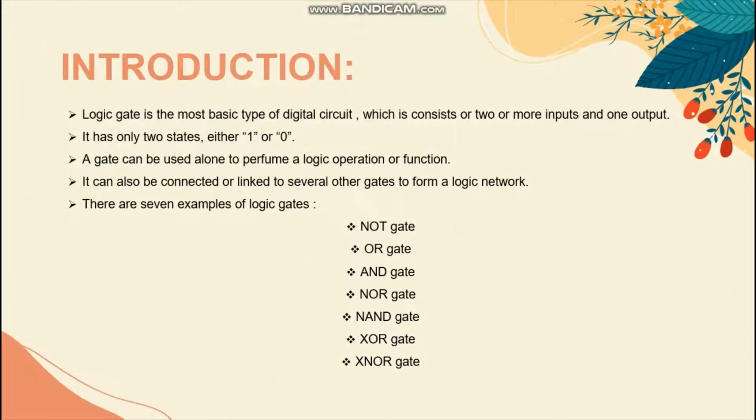Okay, a logic gate is the most basic type of digital circuit which consists of two or more inputs and one output. It has only two states, either 1 or 0. A gate can be used alone to perform a logic operation or function. It can also be connected or linked to several other gates to form a logic network. There are several examples of logic gates: NOT gate, OR gate, AND gate, NOR gate, NAND gate, XOR gate, and XNOR gate.